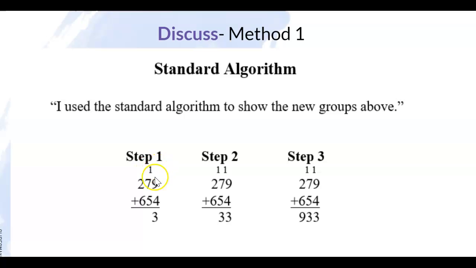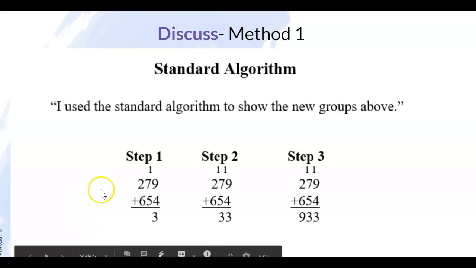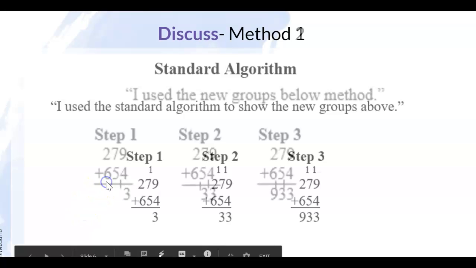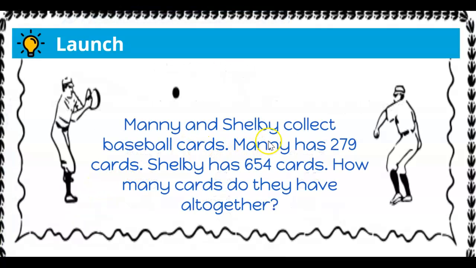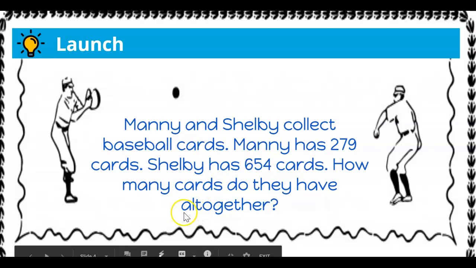Now, these problems using these different methods are going to be using the same numbers. I'll go back one slide. They're using the same numbers inside of our word problem here. Manny has 279 cards. Shelby has 654 cards. How many cards do they have altogether? So the key word here is going to be altogether. That means that you need to add them up. So you're going to be adding those two up.